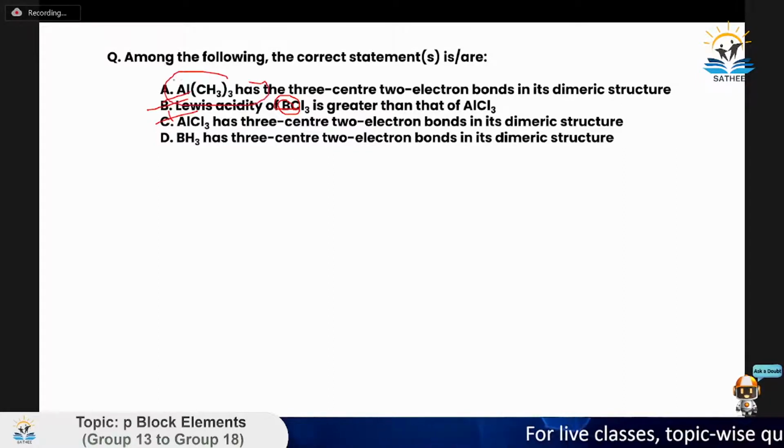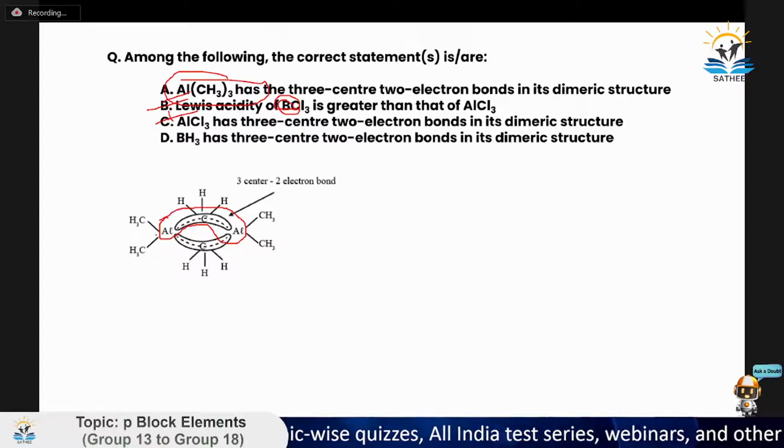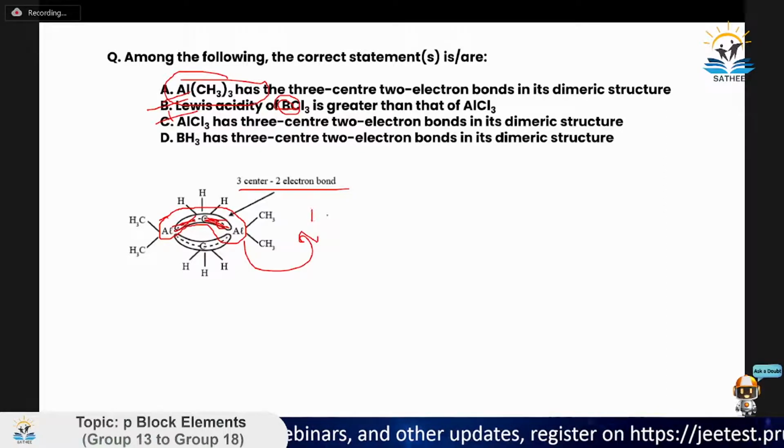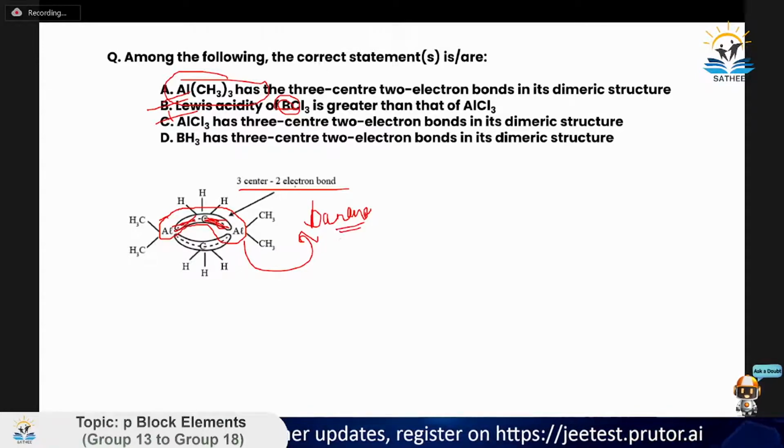So now you know what the structure of these is. This is the structure of Al2(CH3)6, right? You can see what happens is you have 3 centers over here: aluminium, carbon, and this aluminium. This comes together, and there are 2 electrons in the bonds, this one bond and this one bond. This is called a 3-center 2-electron bond, and we also call this a banana bond. But the most important one is the 3-center 2-electron bond.